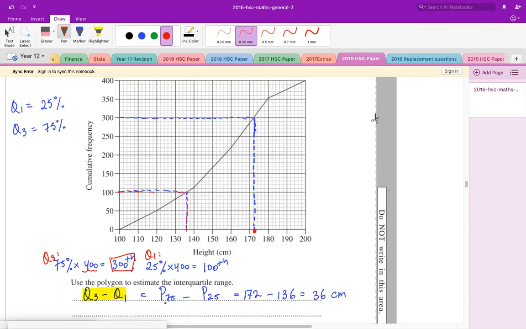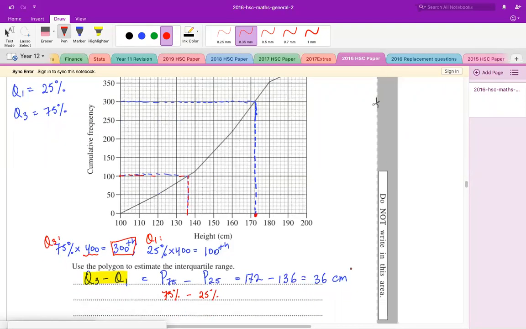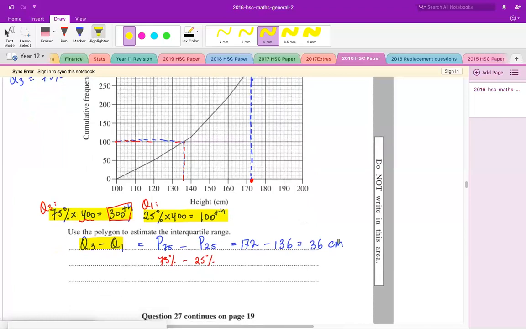And here I actually wrote P75, that's percentile, right? So percentile 75 minus percentile 25. That pretty much just means 75% minus 25%. That will give you the same answer. But I think the key points are, first of all, you need to recognize that it's Q3 minus Q1. Second of all, how to find these two numbers. So you do the percentage times the total number to find the position.